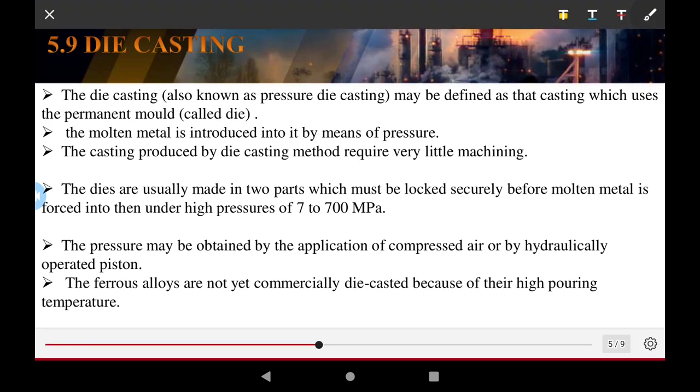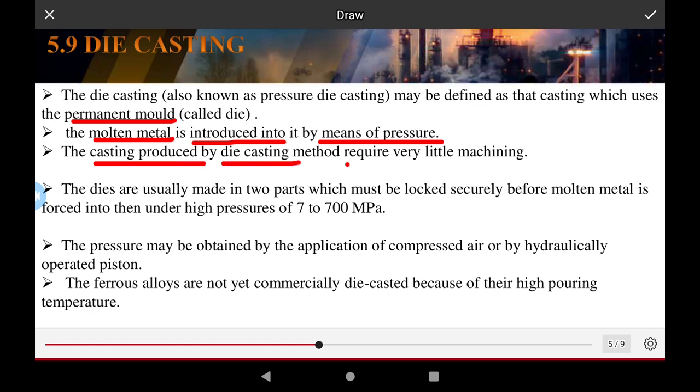Die casting. Die casting, also known as pressure die casting, may be defined as casting which uses a permanent mold. The molten metal is introduced into the die under pressure. The castings produced by the die casting method require very little machining.